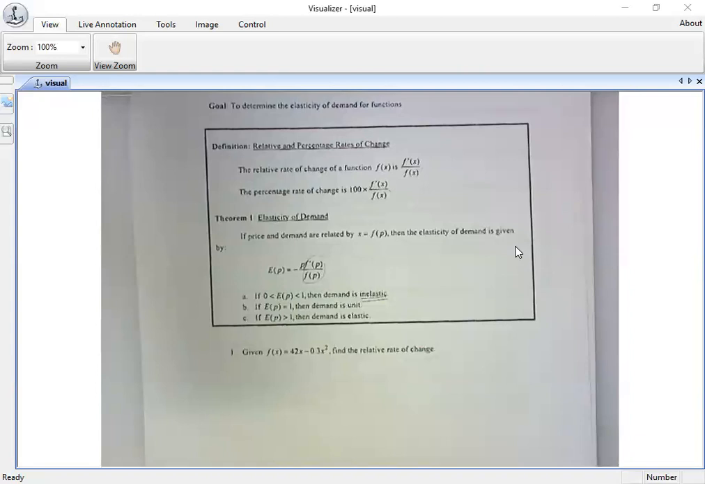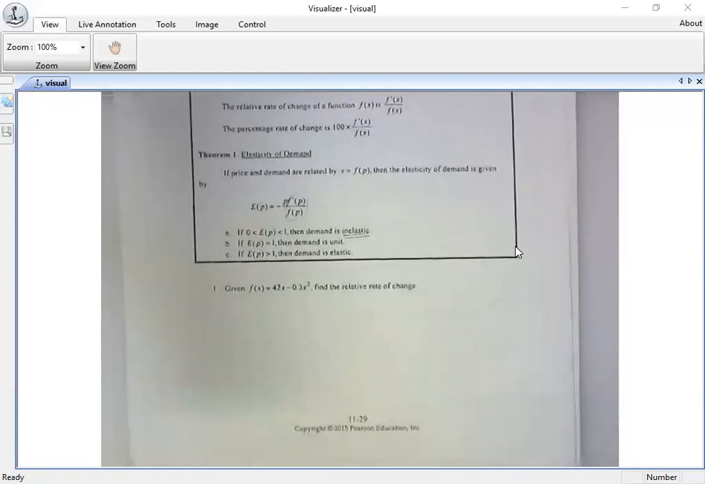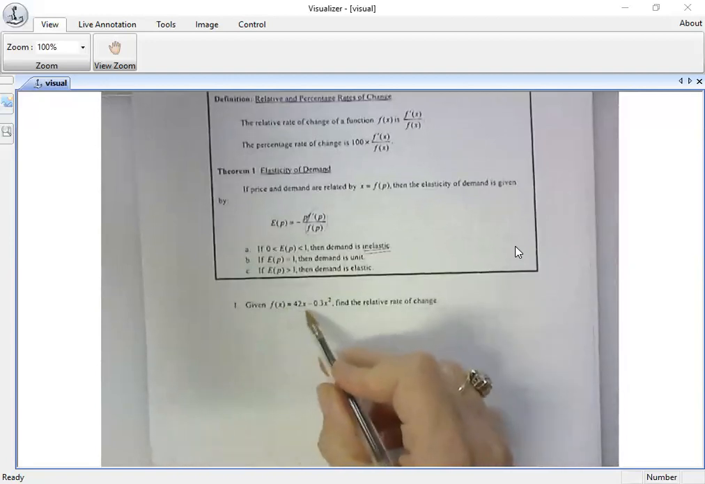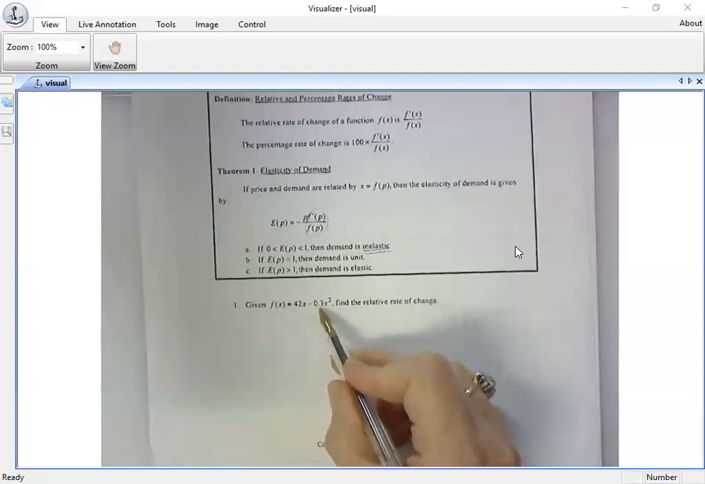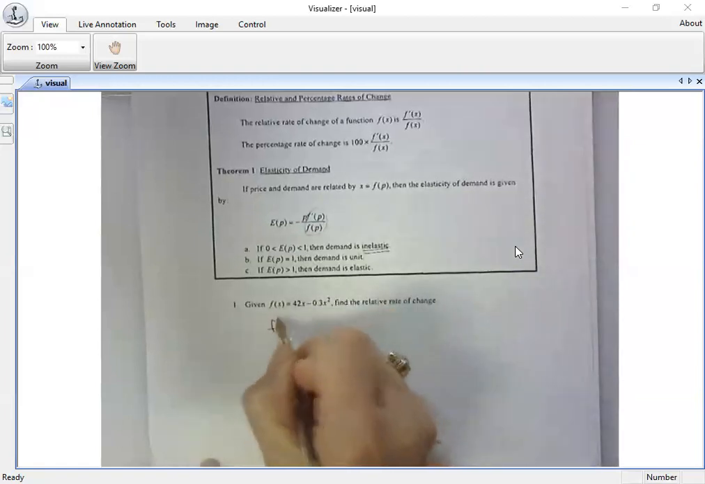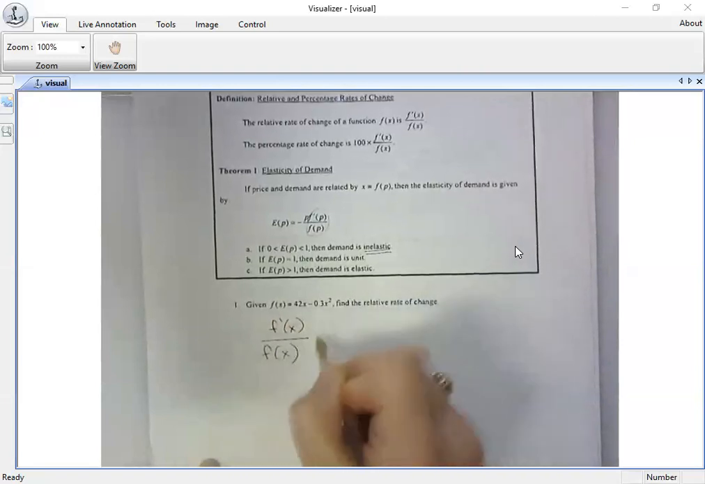All right, so let's look at a few scenarios here. And we're going to practice finding things like the relative rate of change. I sure wish I could get that to zoom in. For whatever reason, it won't. I apologize. All right, so given this function, 42x minus 0.3x squared, if we need to find the relative rate of change, according to our little formula sheet, we have to do what? The derivative. Perfect. The derivative divided by the original function.